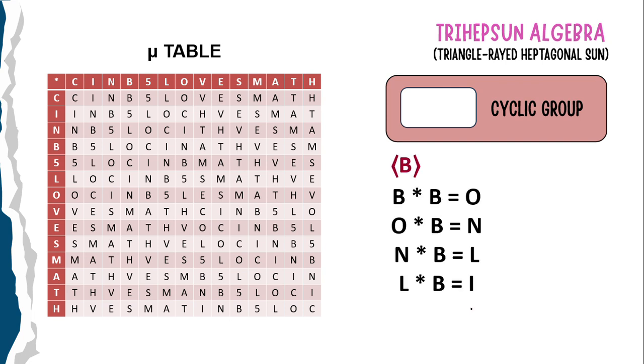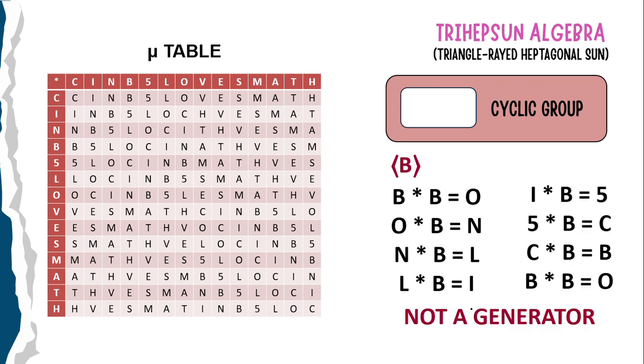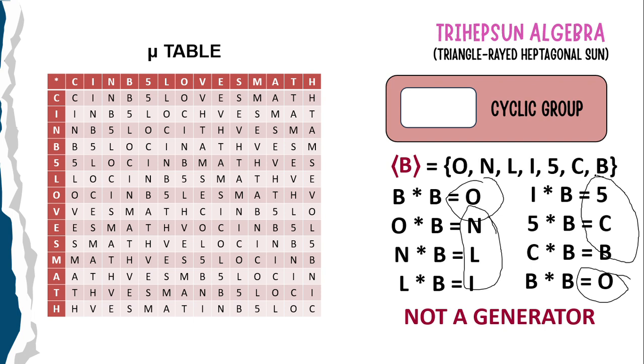For B, let's do the same process. We have these results. As we can see, O is being repeated, so we stop here, and we can see that not all the elements in the group table are being generated. Therefore, element B is not a generator. So B generates O, N, L, I, 5, C, and B.